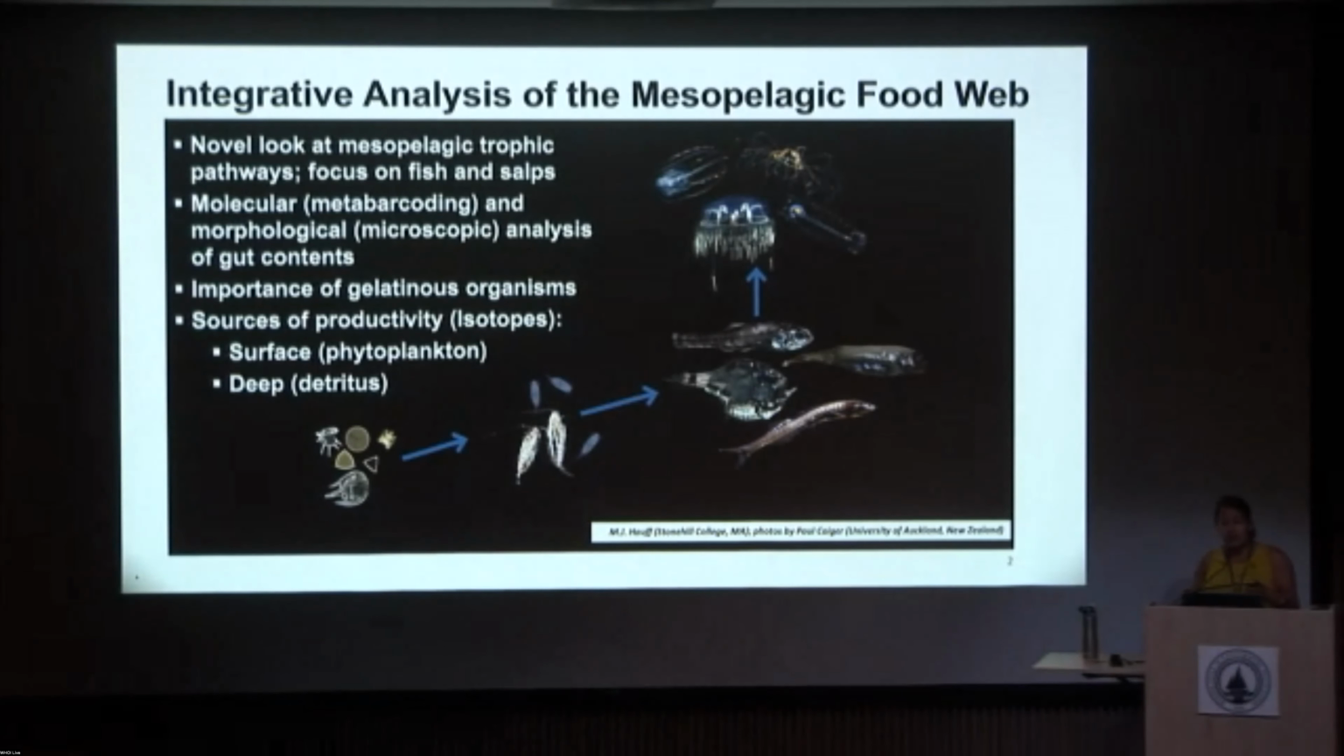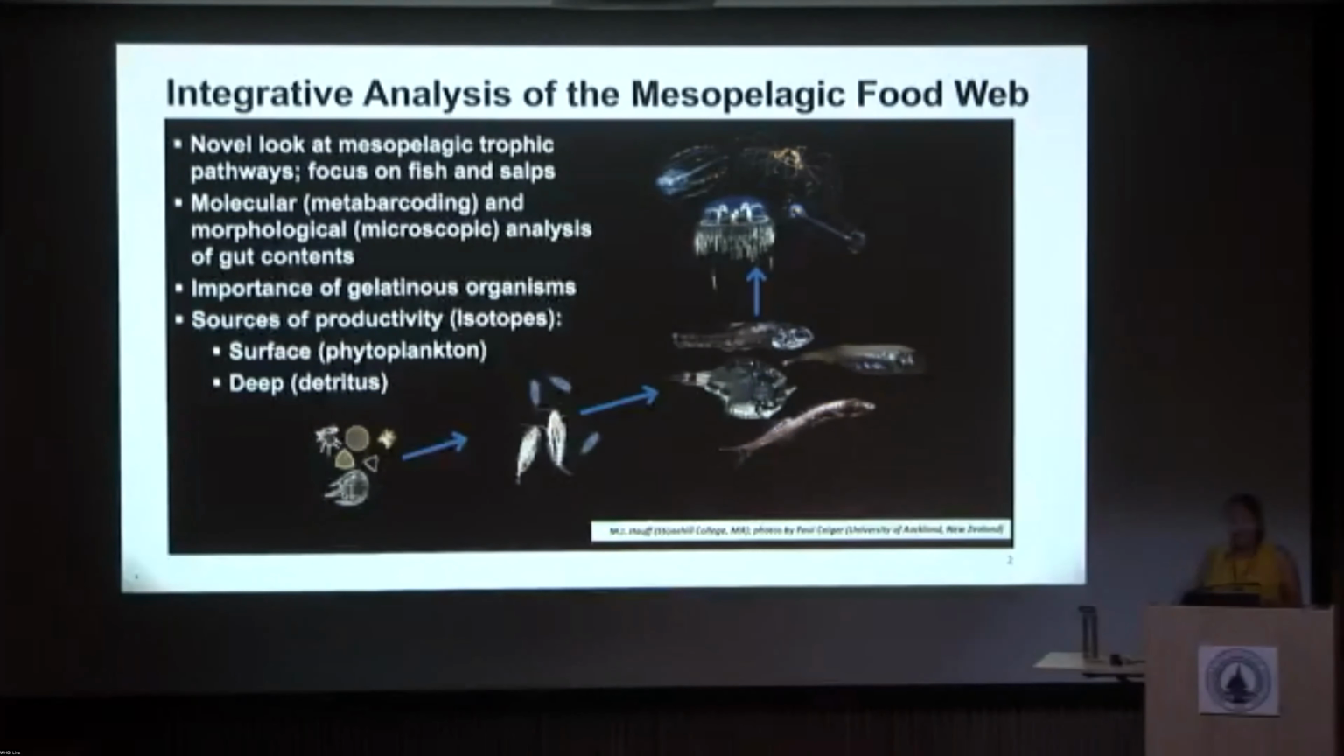So first, the integrative analysis of the mesopelagic food web. I hope to provide a novel look at mesopelagic trophic pathways with a focus on fish and salps. For that, I'm going to present data from molecular metabarcoding and morphological microscopic analysis, especially for fish. And hopefully, as we've seen with other talks, highlight the importance of gelatinous organisms in the prey components of fish gut content. I also would like to touch a little bit on trying to understand the sources of this productivity using data from Simon's lab, using isotopes to understand whether it's coming from the surface or the deep detritus.